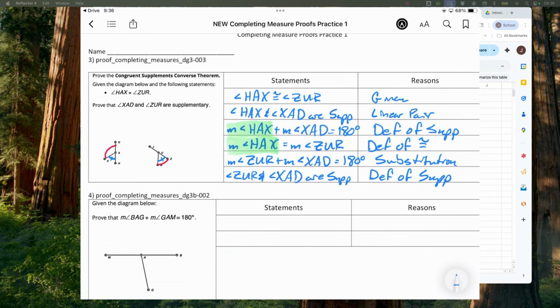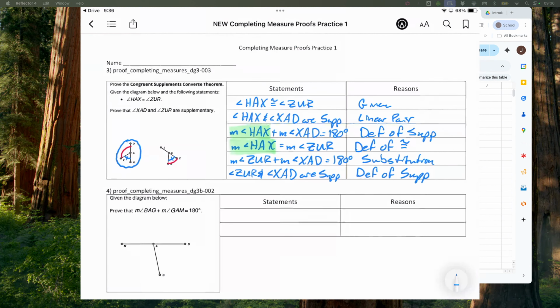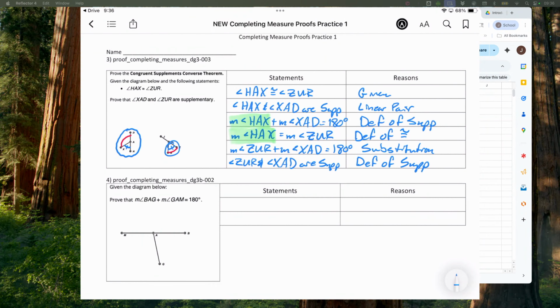Okay. So again, we proved that those two were supplementary, made a straight line, 180 degrees. We knew that this one was congruent to this one, so we just replaced this one with this one.